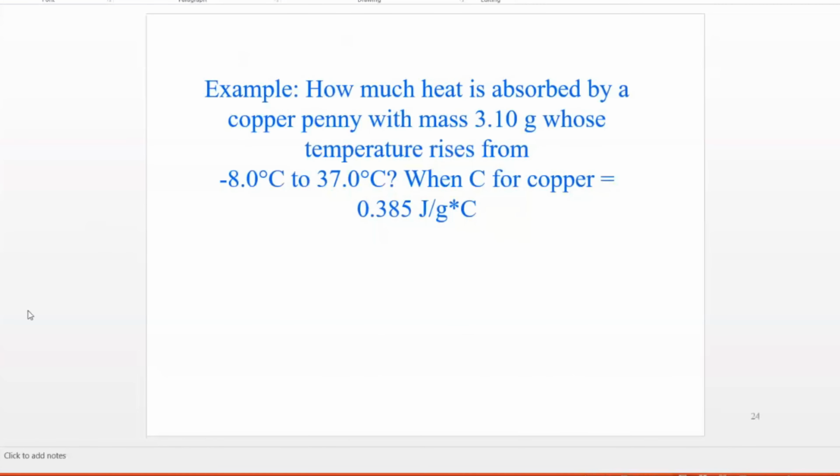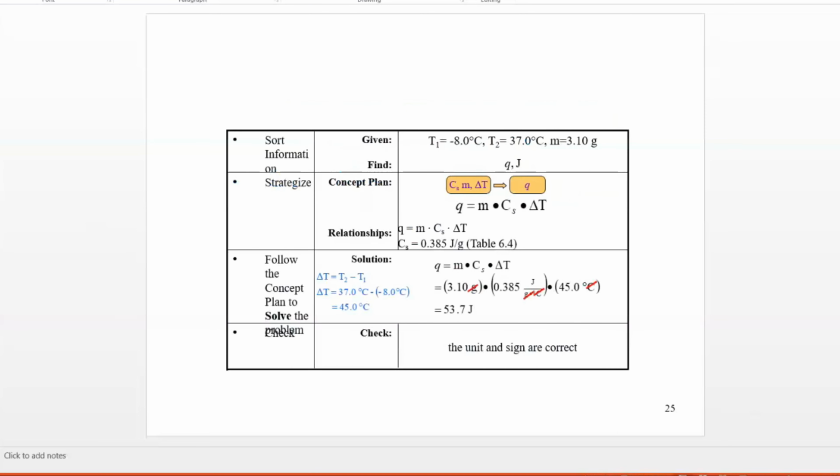So here's an example of that. We can find delta T, and for delta T in this case, since we have Celsius, we can just subtract the units, or we can convert both of those temperatures, -8 and 37, into Kelvin first, and then subtract them. Either way, it's the same because 1 unit Celsius equals 1 unit Kelvin. We then have 3.1, so we can plug that directly in, and we have our specific heat capacity that can be plugged in, and we get our joule number.